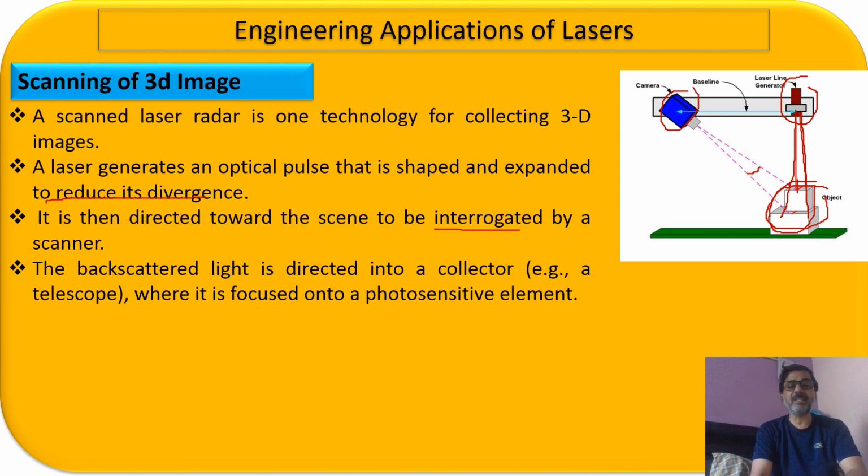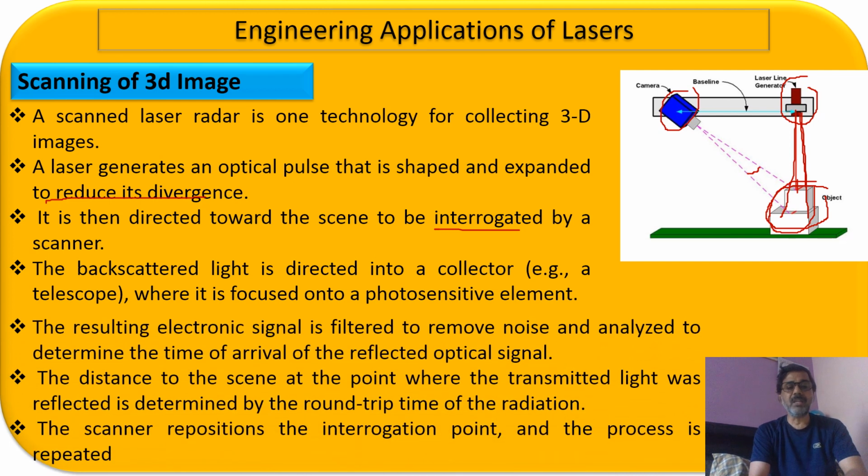The backscatter light is directed into the collectors. So here we have taken the collectors. It will come to your telescope, right? And the telescope in turn will send it to the photosensitive element, that is your camera, and the camera is going to record that. So the backscatter light is directed to the collectors, that is a telescope, where it is focused onto the photosensitive elements, right? And then the resulting electronic signal is filtered to remove noise and analyzed to determine the time of travel of the reflected optical signal, right?